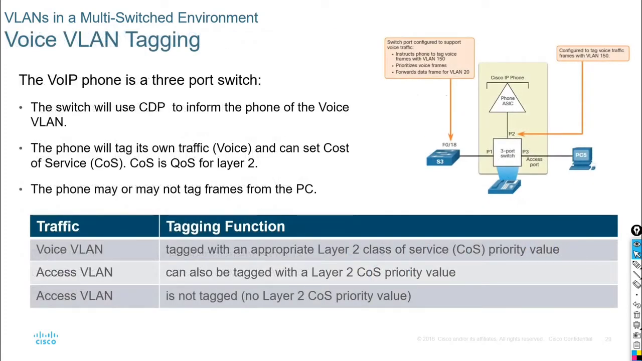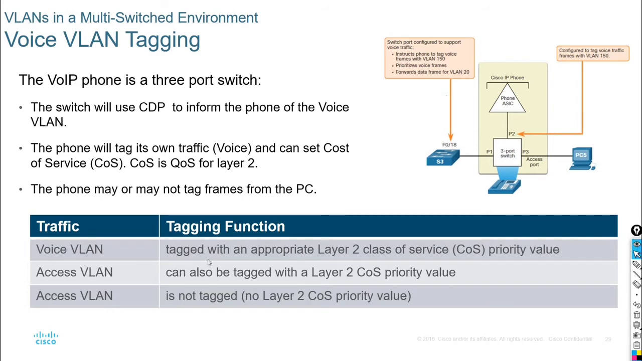So voice VLAN tagging: the VoIP phone is a three-port switch here. You can see this in the example diagram. The switch will use CDP to inform the phone of the voice VLAN. The phone will tag its own voice traffic and can set class of service. Class of service is quality of service for layer 2. The phone may or may not tag frames from the PC here. So you can see the different traffic: voice VLAN and access VLAN.